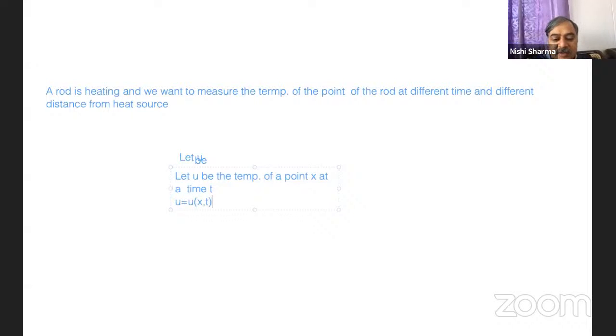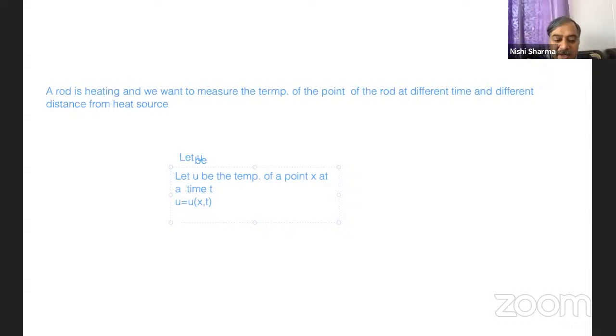This thing is clear. When we are modeling a real life problem, or converting a real life problem into a mathematical problem, first we need to understand the physics of the real life problem. So u basically depends on x comma t. Now we are giving heat to the system, and that heat is diffusing along the length of the rod. Am I right?